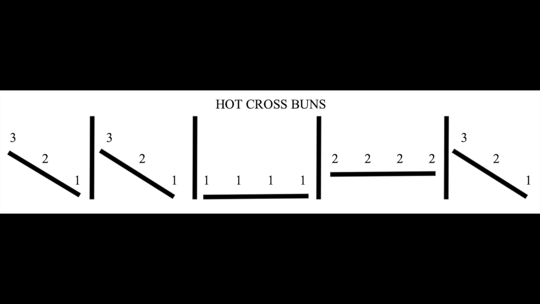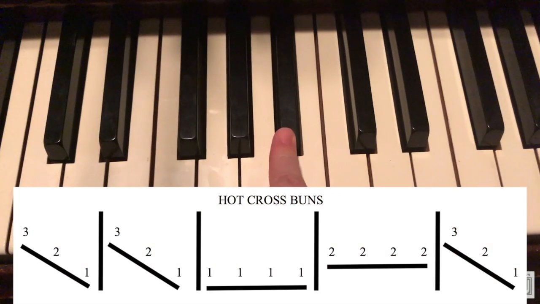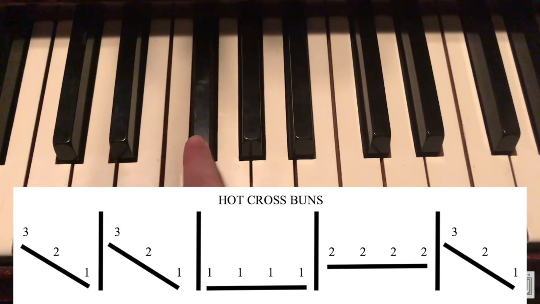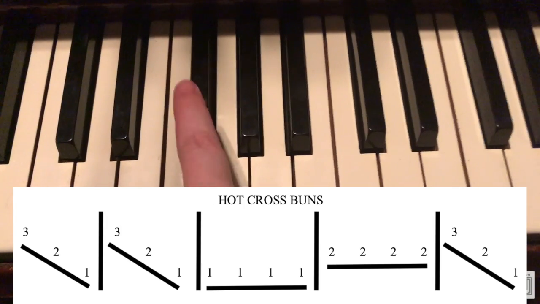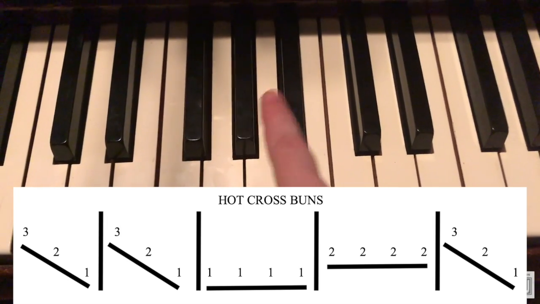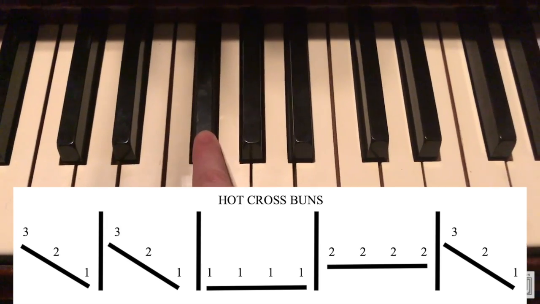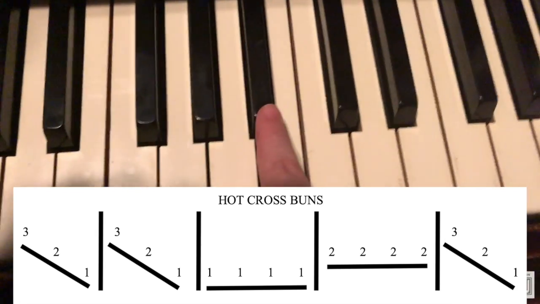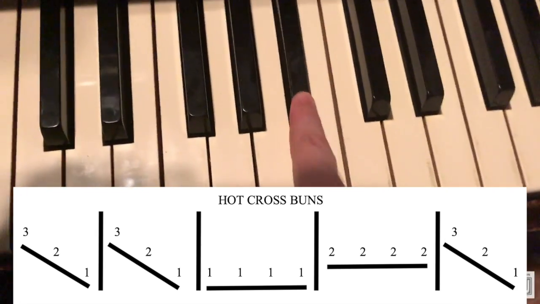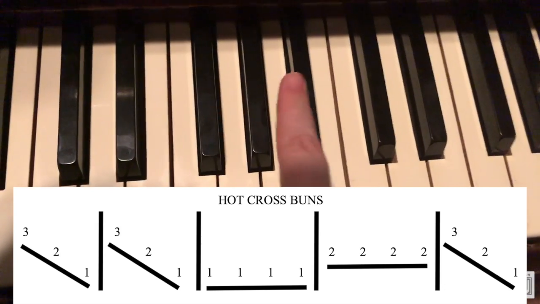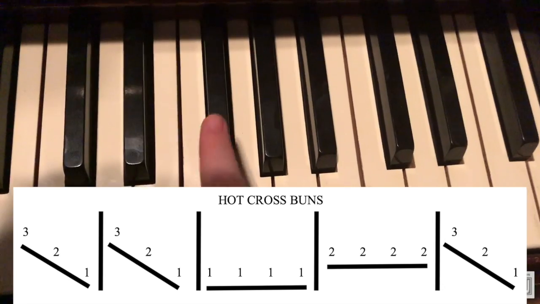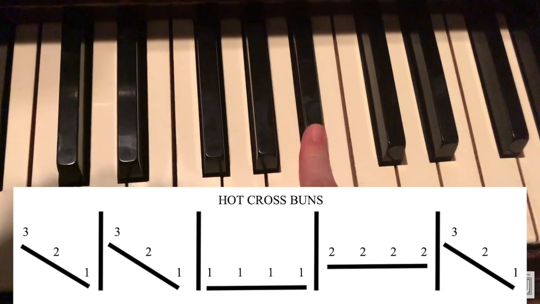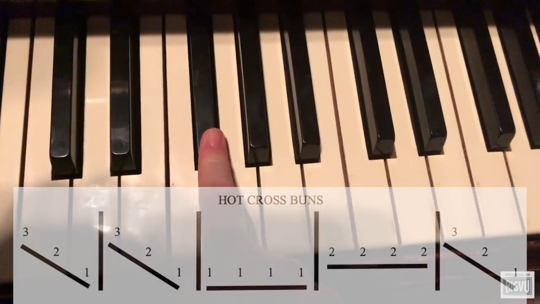Hot Cross Buns. 3, 2, 1. 3, 2, 1. 1, 1, 1, 1, 2, 2, 2, 2, 3, 2, 1. You can do it on another group of 3 too, a little higher. 3, 2, 1. 3, 2, 1. 1, 1, 1, 1, 2, 2, 2, 2, 3, 2, 1.